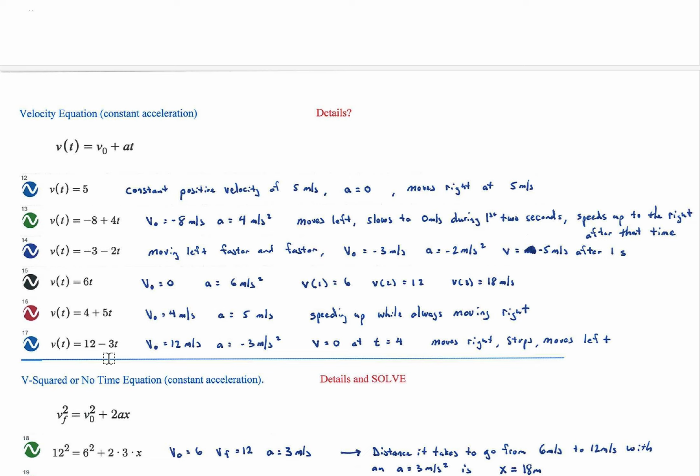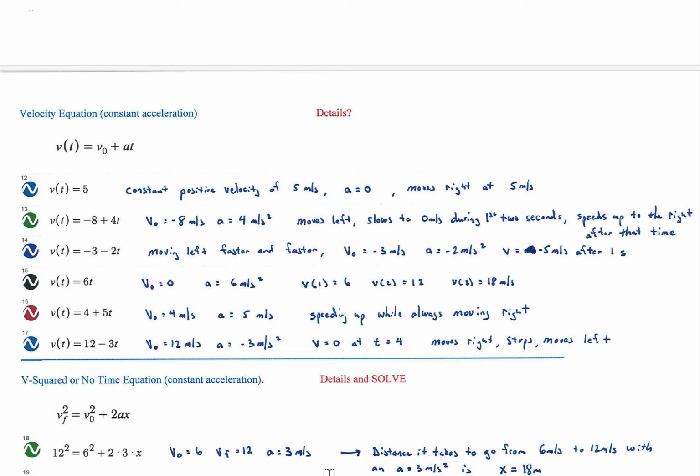And 17 is just kind of an example of starting at 12, so you're moving pretty fast to the right, but you are going to be slowing down, right? Positive velocity, negative acceleration. You can show that after 4 seconds, your velocity would be 0, so you're going to move to the right. You're going to stop instantaneously at 4 seconds, and then after that, you continue to then become a negative velocity and then move left.